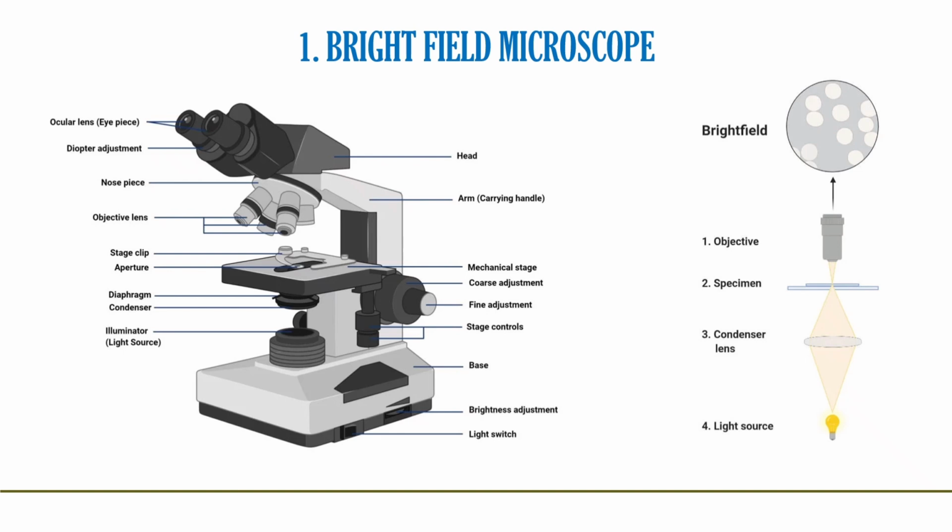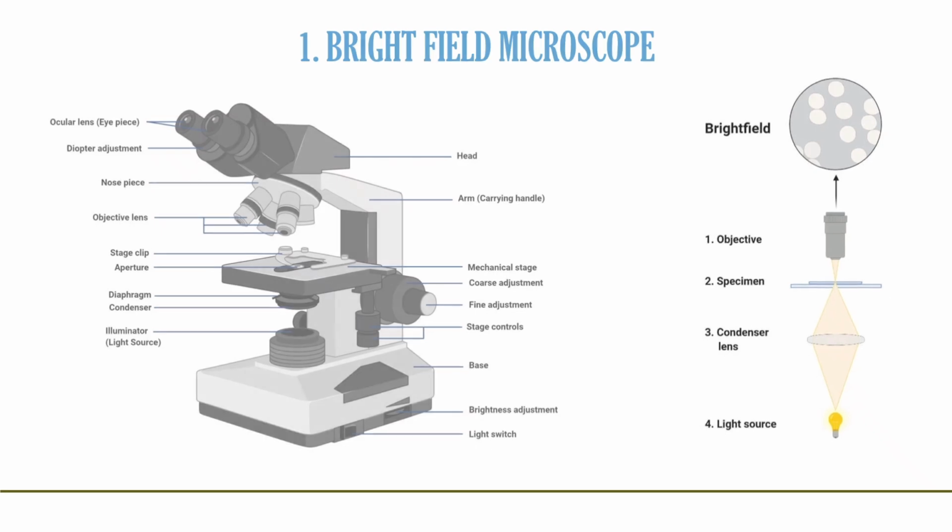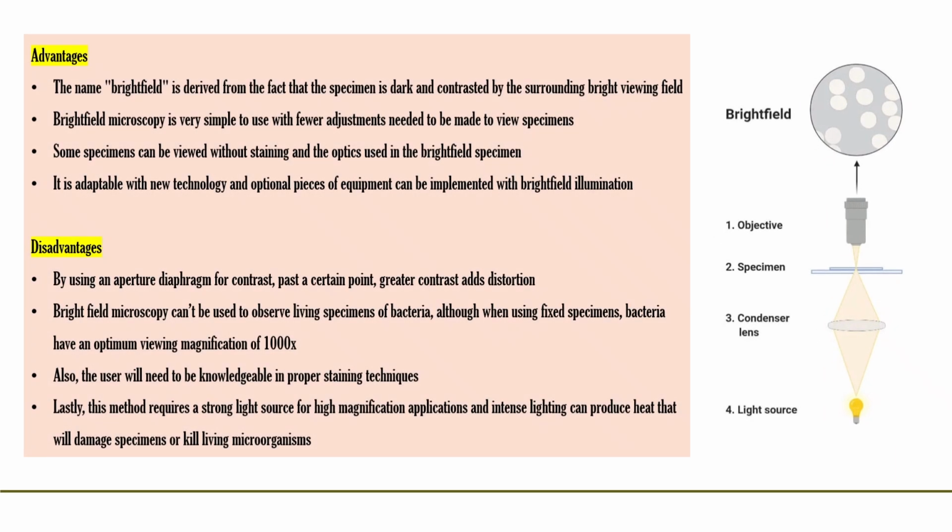The enlarged image then passes through the eyepiece lens, which further magnifies it before it reaches the viewer's eye. Because specimens are rarely in focus immediately, the user adjusts the distance between the lens system and the slide using coarse and fine focus controls to obtain a sharp image. Advantages. The name bright field is derived from the fact that the specimen is dark and contrasted by the surrounding bright viewing field. Simple light microscopes are sometimes referred to as bright field microscopes.